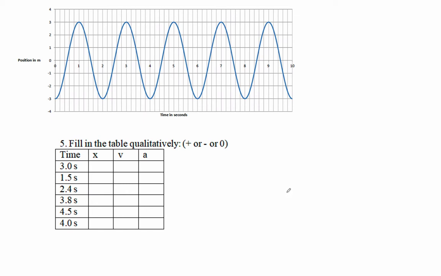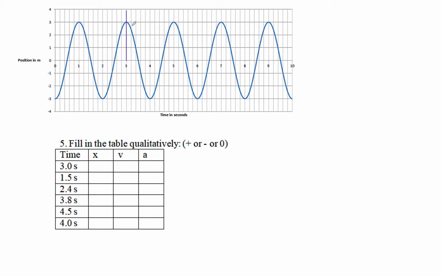Alrighty, so fill in the table. This is just qualitatively. Is it positive, negative, or 0? Okay, so 3 seconds is right here. Okay, so look at that. We're right at a peak there. So that's one of these crucial times here.